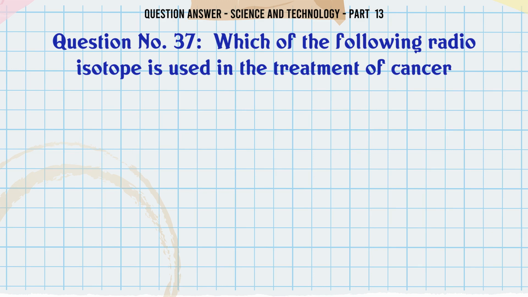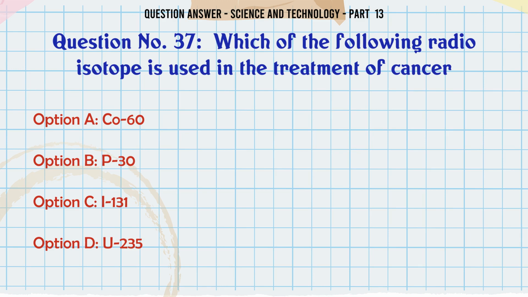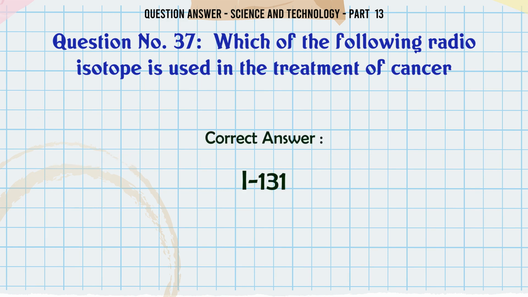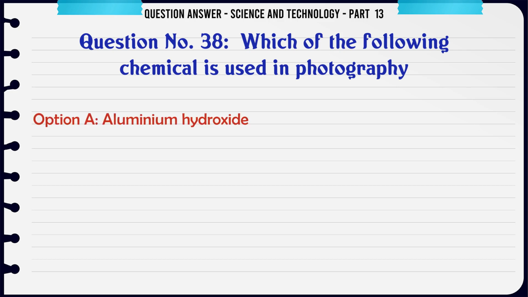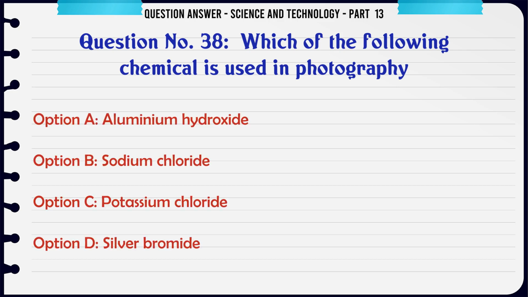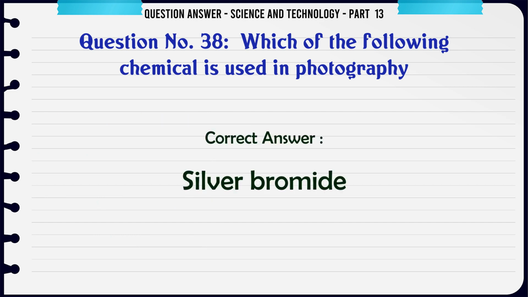Which of the following radioisotope is used in the treatment of cancer? A. Co-60. B. P-30. C. I-131. D. U-235. The correct answer is I-131. Which of the following chemical is used in photography? A. Aluminium hydroxide. B. Sodium chloride. C. Potassium chloride. D. Silver bromide. The correct answer is silver bromide.